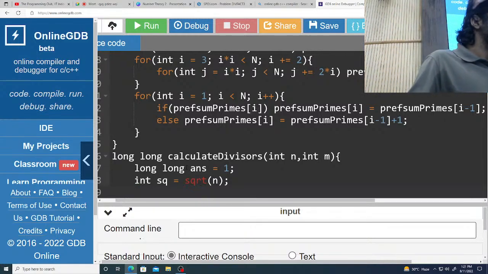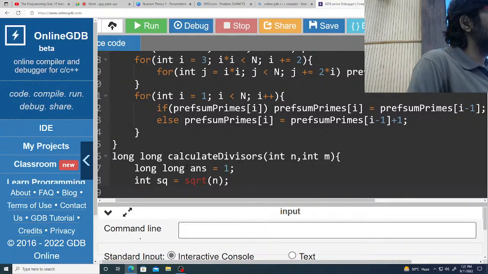Actually, for the code, you have to take care of one more condition: the ranges from n by (i plus 1) to n by i and 1 to root n should never overlap. They can overlap on root n in some cases, so you have to take care of that also.